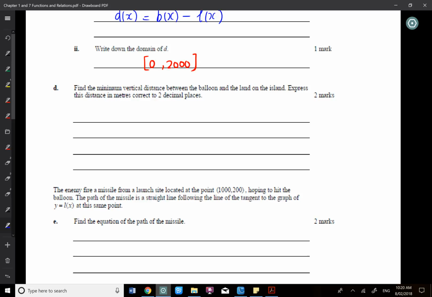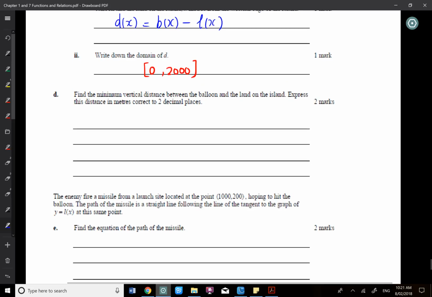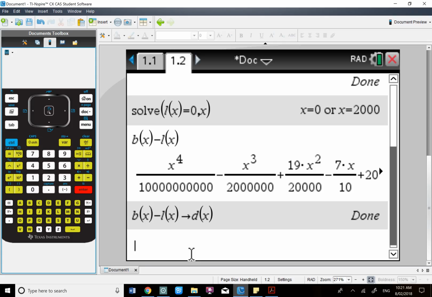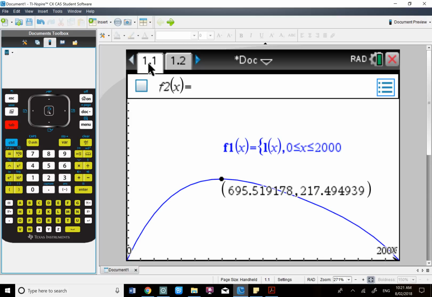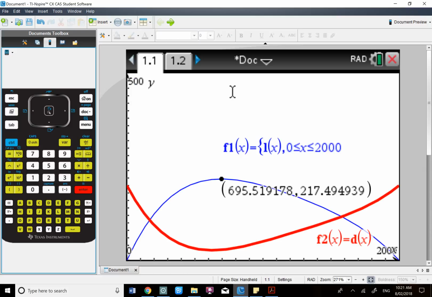Okay, next one. Find the minimum vertical distance between the balloon and the island. Express the distance in meters correct to 2 decimal places. So if you go to the calculator, I can still do it this way. You go tab. So we want to draw dx now. Can you see that's the dx shape? That's how the distance changed. So we can find the minimum here. That's the minimum distance.